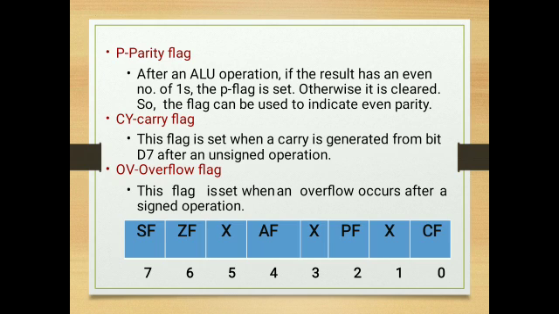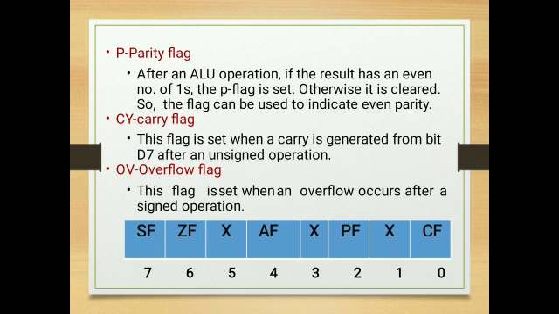Parity flag. After an ALU operation, if the result has an even number of ones, the parity flag is set, that means 1, otherwise it is clear or 0. So the flag can be used to indicate even parity. Means if the result of an arithmetic operation has an even number of ones, then the parity flag will be set to 1. For an odd number of ones, the parity flag will be set to 0 or reset.